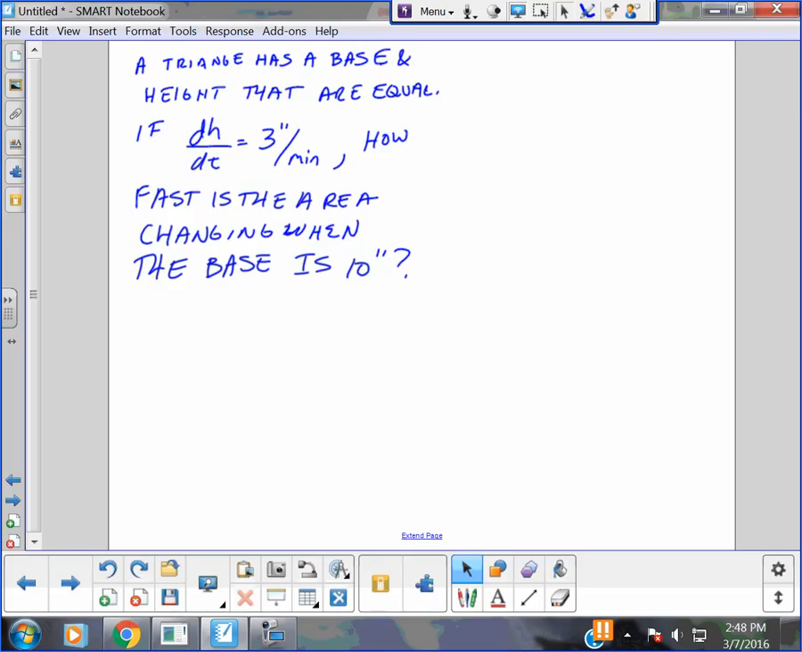Now, I could have written this another way if I wasn't in a hurry. I could have said if the height is increasing at a rate of 3 inches per minute, right? But I took out all the English and just wrote math. I guarantee that will be on the test.